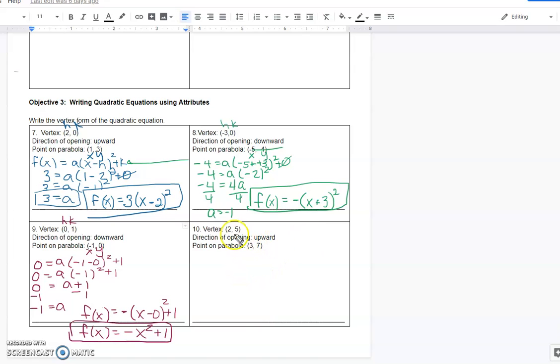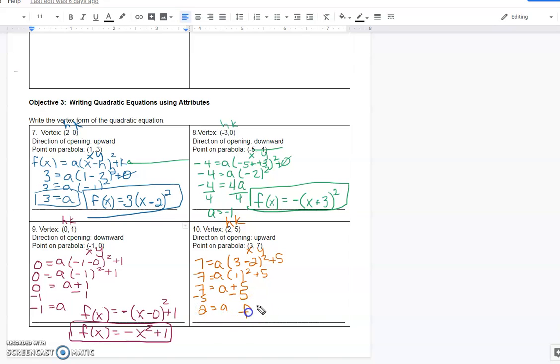Okay, number 10, again, label your points, h and k, x and y. We're going to find a again. So f of x is 7 equals a times x, which is 3, minus h, which is 2, squared, plus 5. Again, parentheses come first. A equals 1 squared plus 5. 1 squared is 1, so it's going to be 7 equals a plus 5. Subtract the 5, and I get 2 as my a.